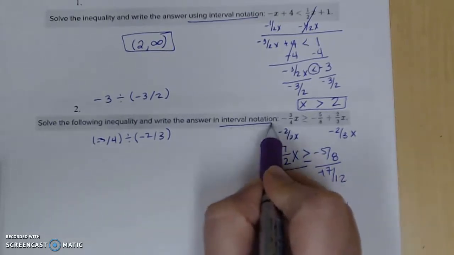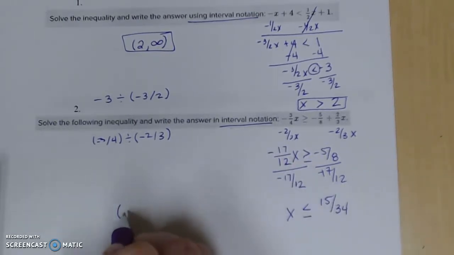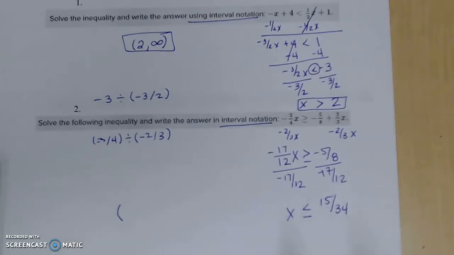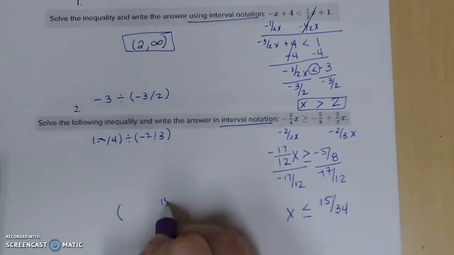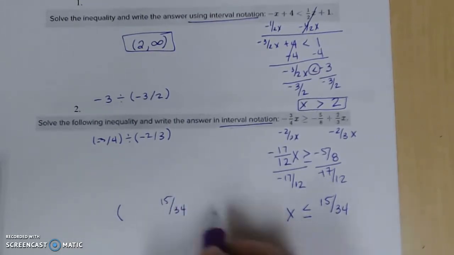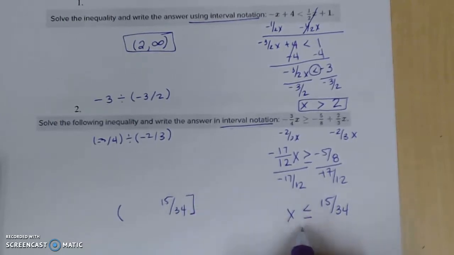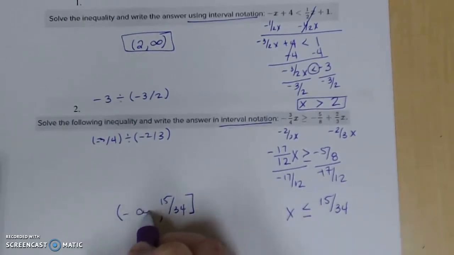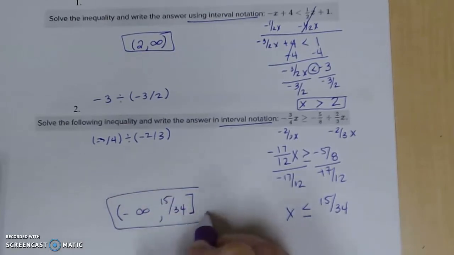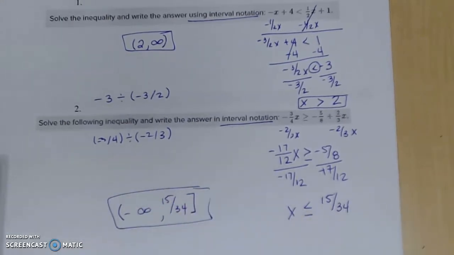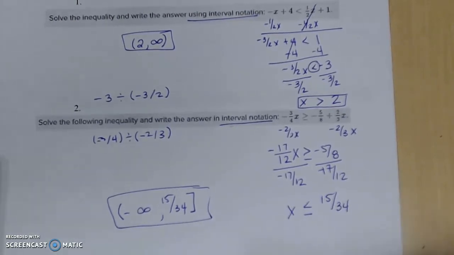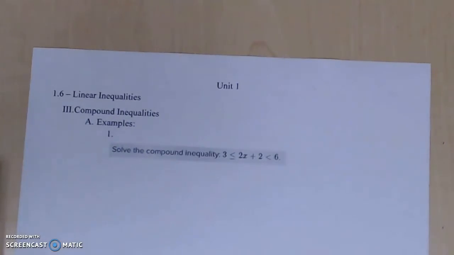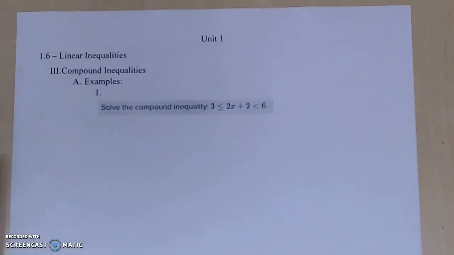Now again, interval notation, so I would say 15/34, it is equal to, so bracket, x is less than all that, so I would say negative infinity to that number. So, as you're working these problems, make sure that you use your calculator appropriately and you answer fully, in this case, interval notation. Last two problems, just kind of putting everything together here, compound inequalities.